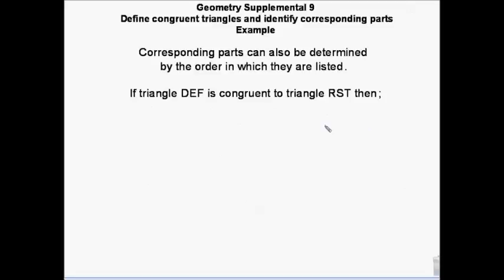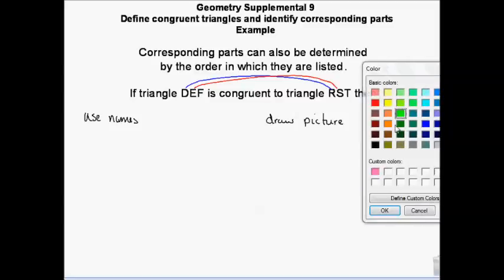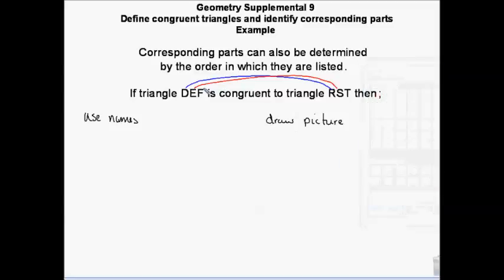Two ways to do this. If you're given just names, triangle DEF is congruent to triangle RST, and you're told to name the parts that are congruent, we can use the names, or we can draw a picture. Using the names, D goes to R, E goes with S, and then F goes to T.